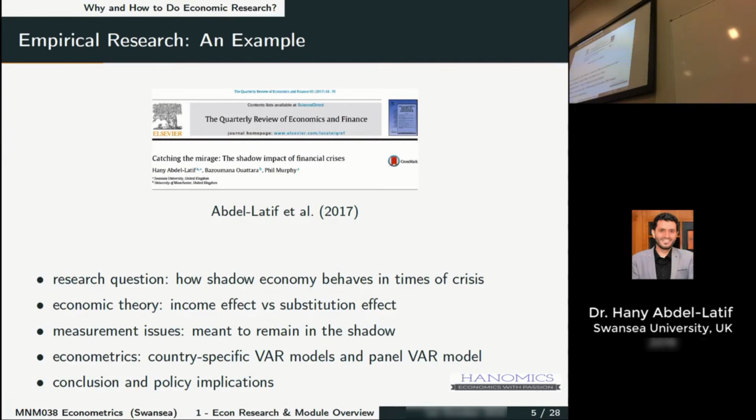So what we try to say is, how does this sector of the economy behave in times of crisis? If we have a financial shock, a financial crisis, that's what we were interested in. How does the shadow economy react? Does it expand? That means people who lose their jobs in the formal sector go to work informally, in the shadow economy. So the size of the shadow economy increases.